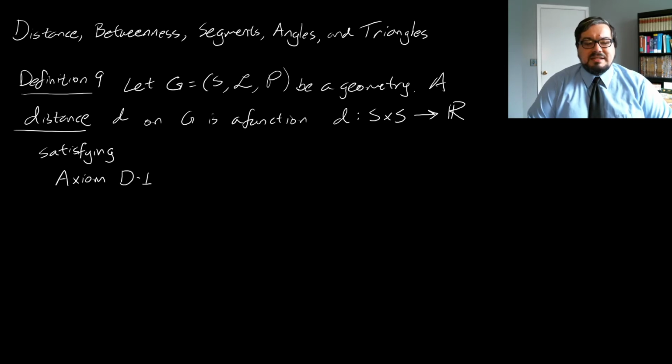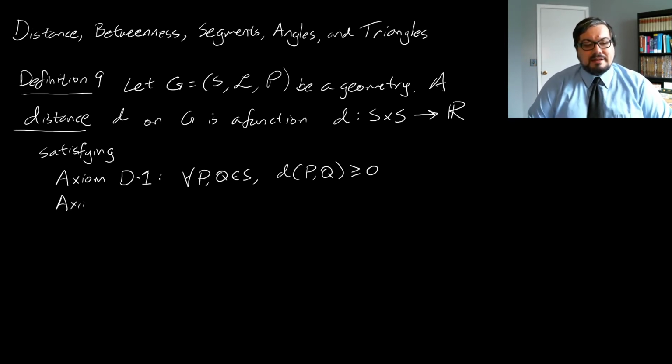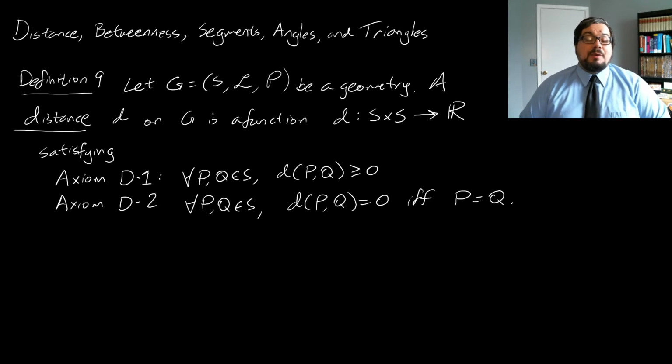So I'm going to call them axiom D1, D2, and D3 for distance. So axiom D1 says that for all P and Q in S, the distance between P and Q is greater than or equal to 0. Negative distances aren't going to mean anything for our geometry. Axiom D2 says that for all P and Q in S, the distance from P to Q is equal to 0 if and only if P equals Q. So the only way for the distance between P and Q to be 0 is if they are in fact the same point.